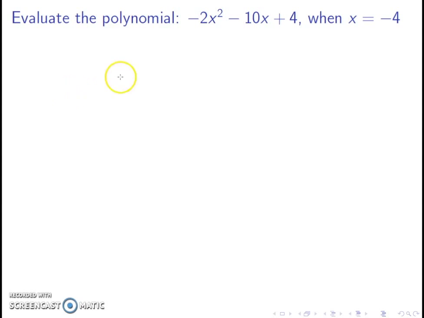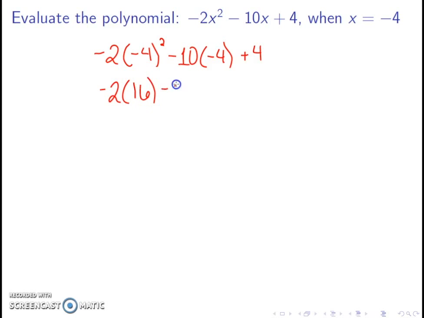Let's evaluate when x is negative 4. This means everywhere we see an x, we're going to change it to a negative 4. So I get negative 2 times negative 4 squared, minus 10 times negative 4, plus 4. Order of operations says to square first. Negative 4 squared is 16.